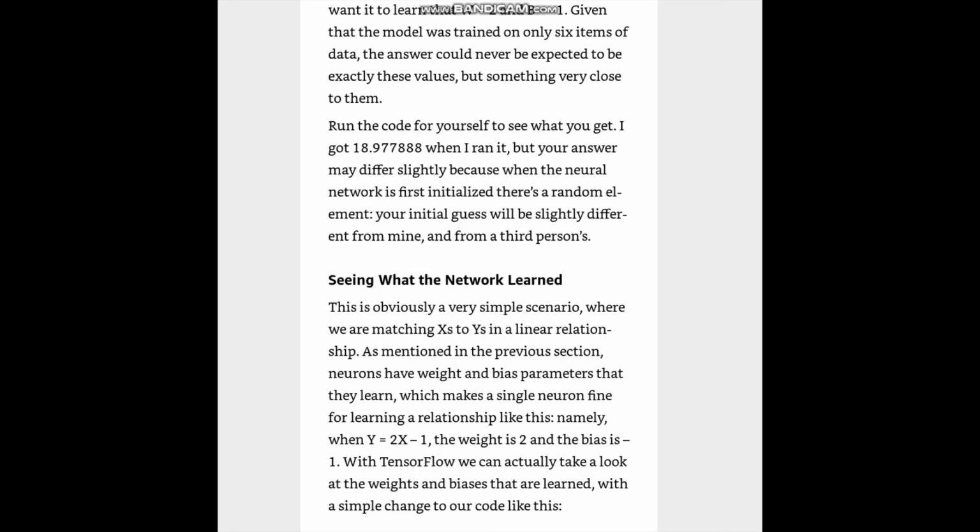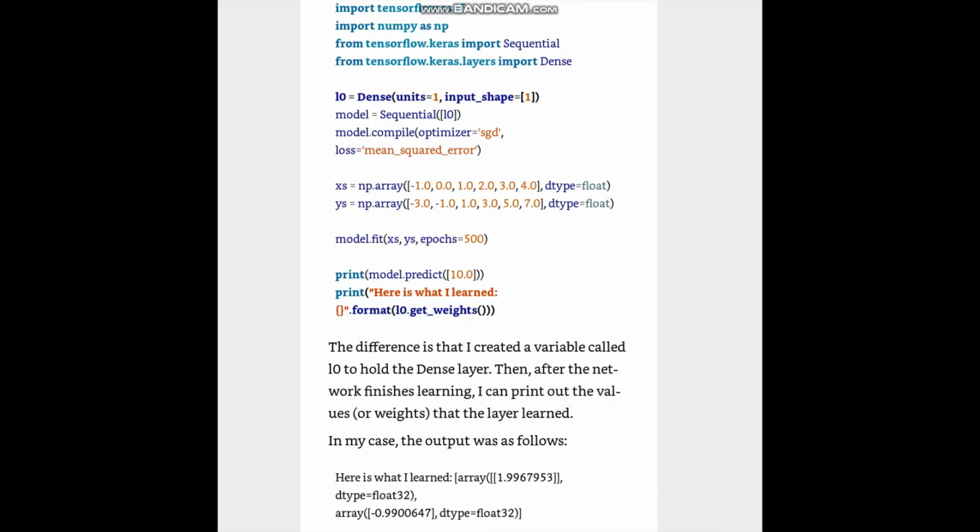If you want to see what our model learned, we just have to make a few changes to our code. As we can see, the code is the same, but instead of adding dense to the sequential, we're writing it a bit separately because we just want to know what weights we get after the model is trained. In the last line, you can see that we are printing "Here's what I learned" with dot format. L0 was the dense layer, so get_weights gives us the weights after what the model has learned. The weights will tell us the final output.